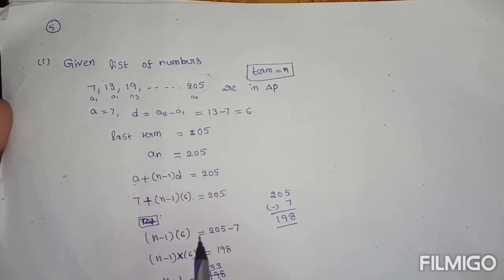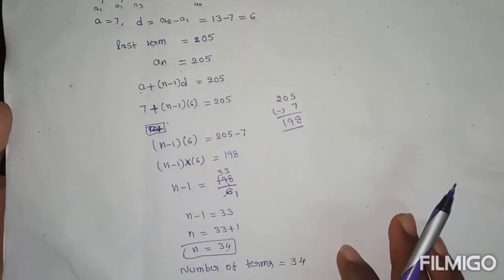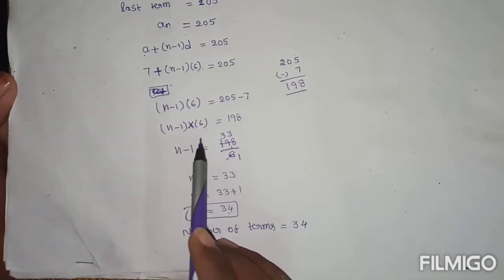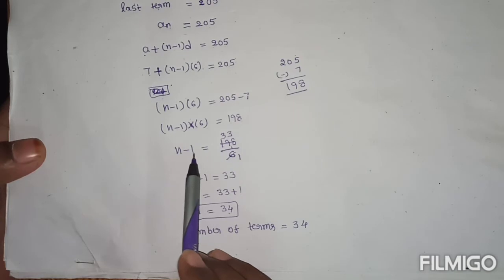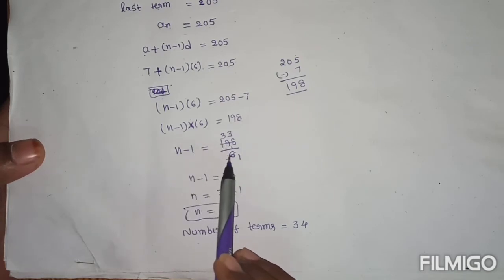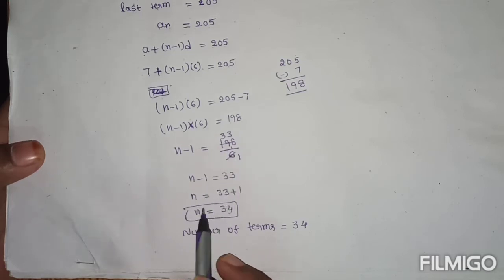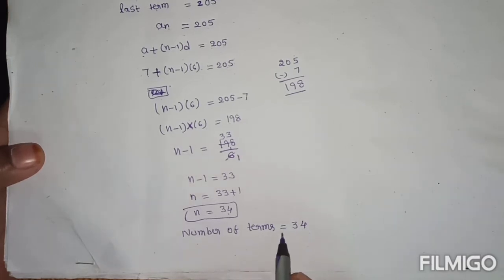So n minus 1 into 6 equals 205, transposing plus 7 as minus 7. Subtracting 7 from 205 gives 198. Okay. So next, n minus 1 into 6 is equal to 198, so n minus 1 equals 198 by 6. 6 times 3 is 18. So n minus 1 equals 33, n equals 33 plus 1, so n equals 34. So the number of terms is 34. Okay, write down.